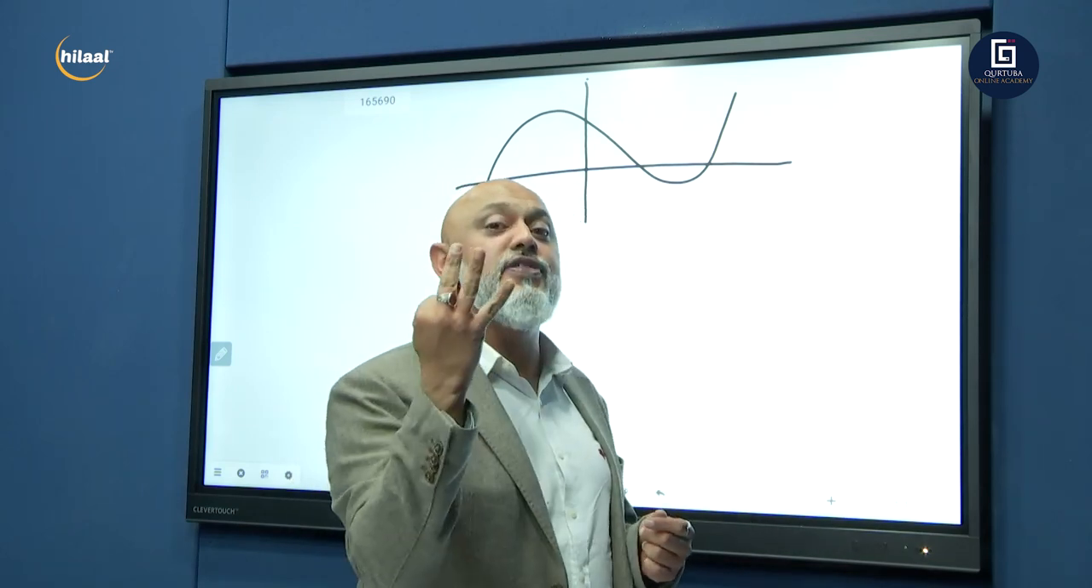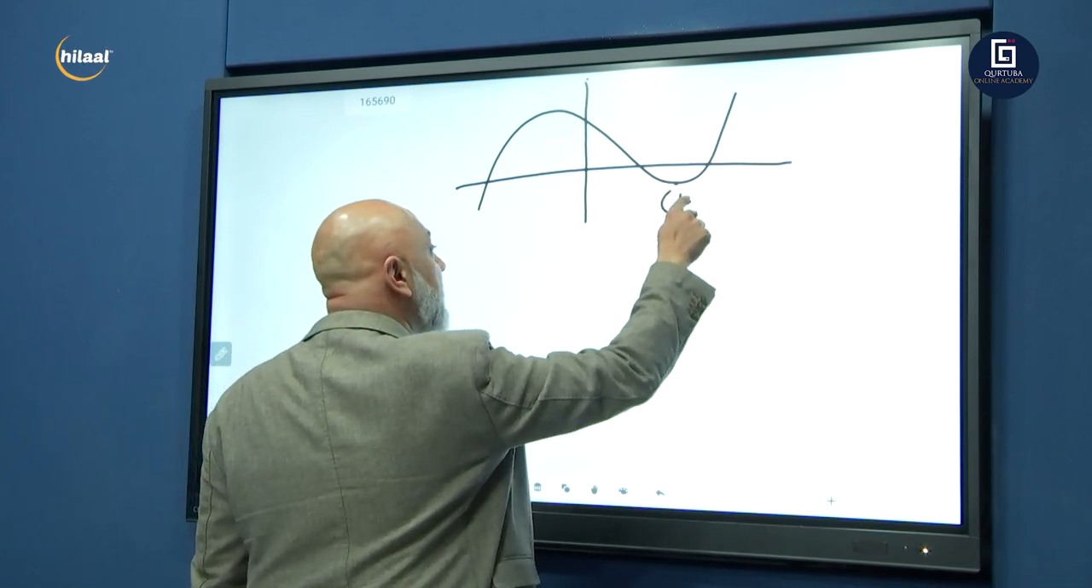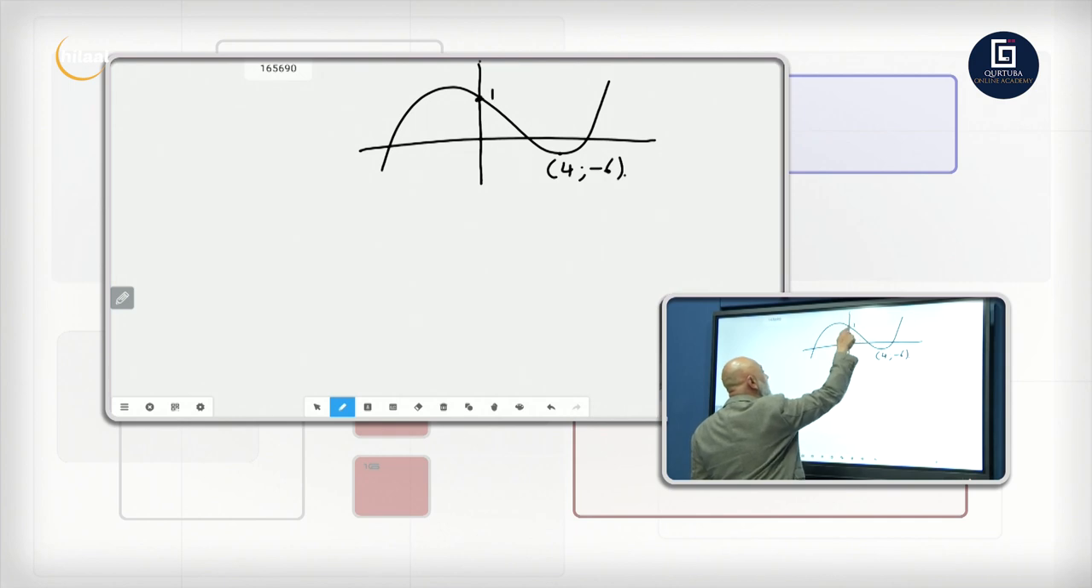So now I'm not going to give you three x-intercepts. Now I'm going to give you the two turning points. So I'm going to tell you this point here is (4; -6). I'm going to tell you that point there is 1. That's your y-intercept. And I'm going to give you this point. Let's call this point B. Let's call this A. And let's give it a different value. Let's say (-2; 20).